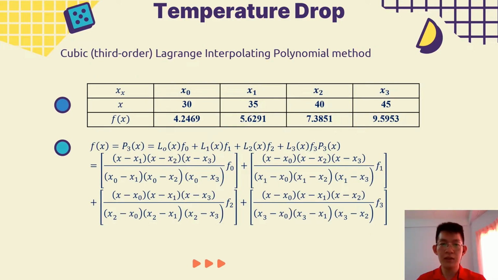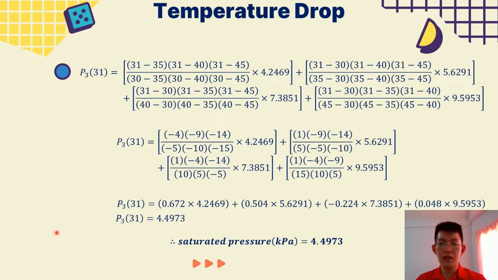For the cubic third order Lagrange interpolating polynomial method, we can list out the values of S and F(s), and we insert the values into the formula. Finally, we can get the value equal to 4.4973, which is the saturated pressure when S equal to 31.